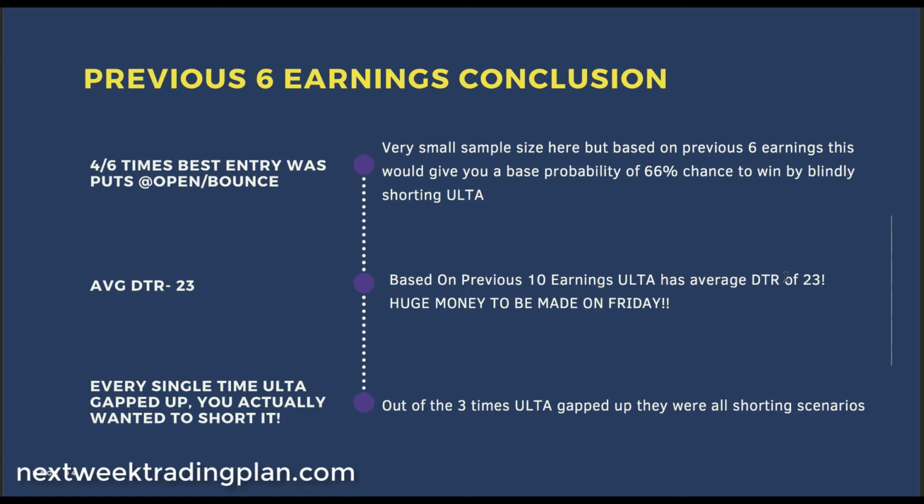Based on 6, it's 23. So basically 22, 23, it's the same. Okay, so that's our DTR. I'm just going to go with 23 because I have more of a recency bias. I like to take into consideration the more recent earnings more.